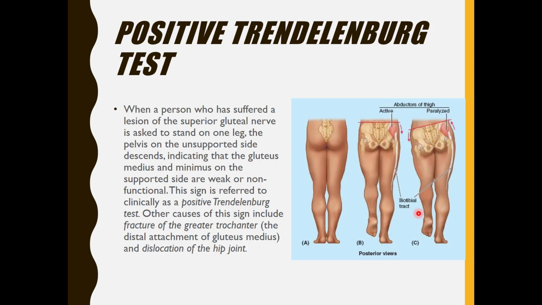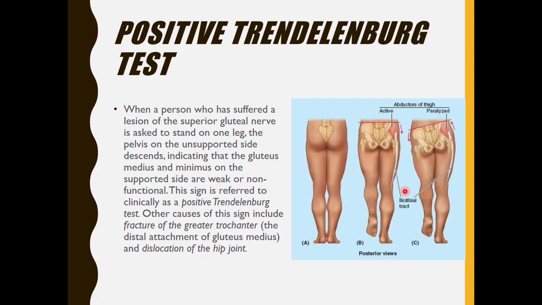See here, this is the unsupported side. This pelvic region will descend, indicating that the gluteus medius and gluteus minimus muscles on the supported side are weak or non-functional. This sign is referred to clinically as a positive Trendelenburg test.